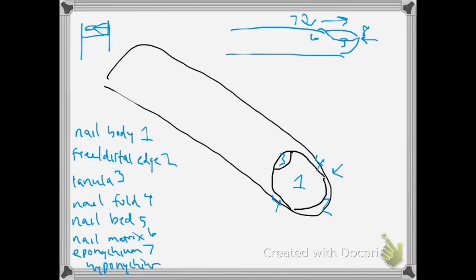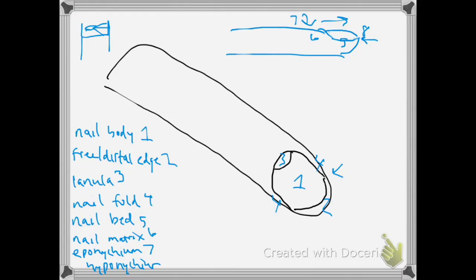Number 6 is this nail matrix. So the nail matrix, it's more proximal than what you see. It's more proximal than the nail body, and it's underneath that skin. So the nail matrix are where these cells are actively dividing to produce more nail. And on top of that, on top of the nail matrix, we have the skin called the eponychium, and then underneath, deep to that distal or free edge, we have the hyponychium, which is also skin.